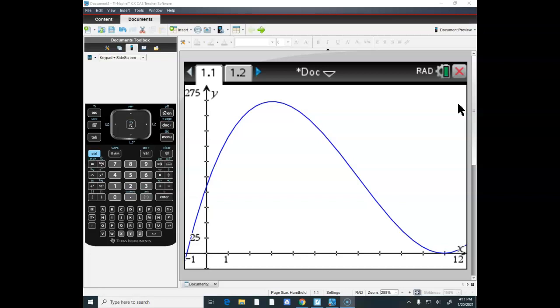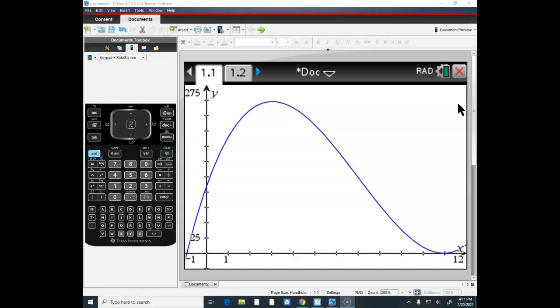And I changed my limits, or my x values. I went from -1 to 12 and I put my x scale at 1. In my y, I went from -25 to 275, because you can read the graph you're looking at there, and I just want the same window.